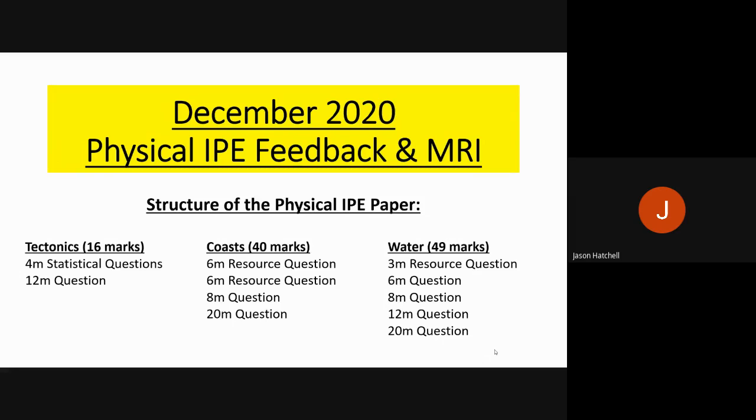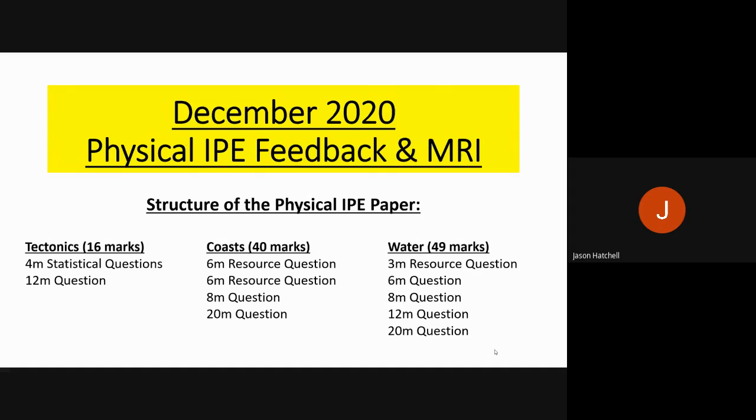Now in your real A-level, you will actually have a combined water and carbon cycle section worth 49 marks. But because we have not yet completed carbon, we've about 10 lessons left of it, we just did water for 49 marks instead in your IPE. So you will not have 49 marks worth of only water questions. There will be a mixture of water and carbon questions together.